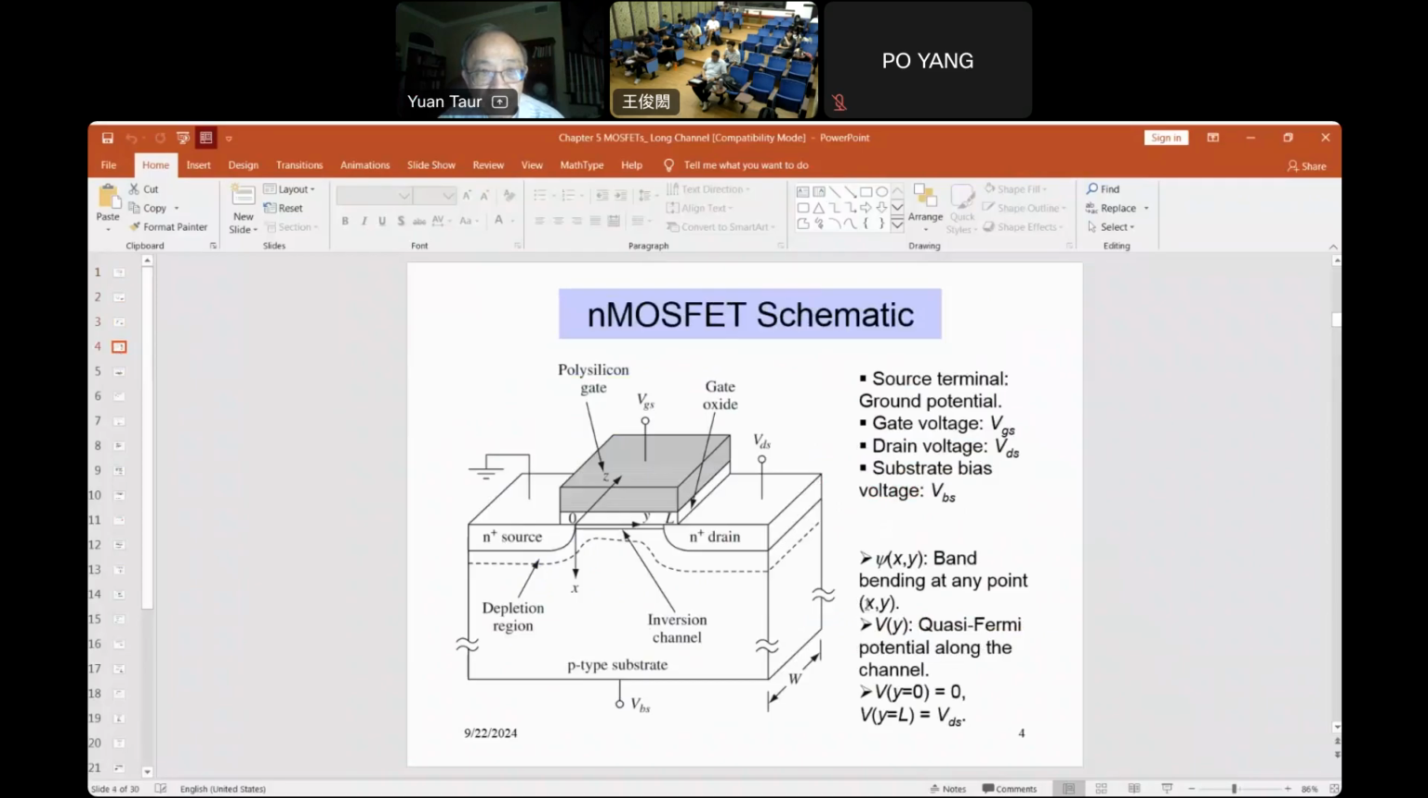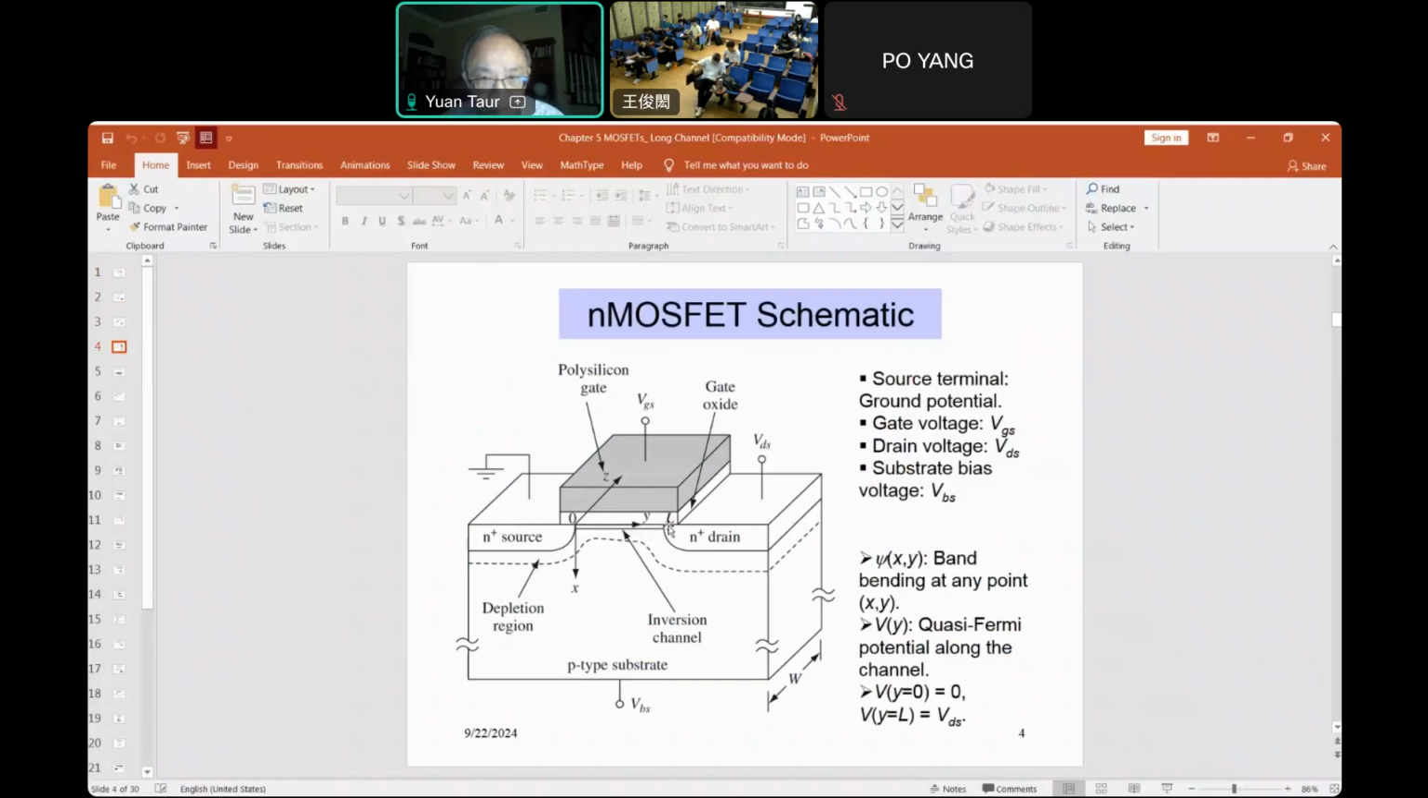Okay. So still a schematic. Now we define the X, Y, and Z. X is in the depth direction. 0 is at the surface on the source side. And Y is in the drain direction. The channel length is L, so source is Y equal to 0, the drain Y equal to L.